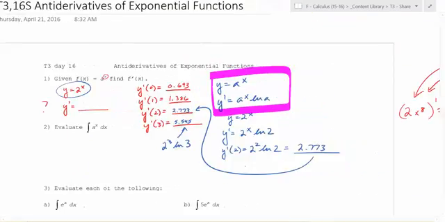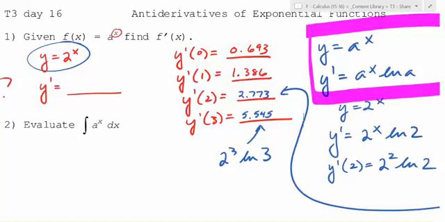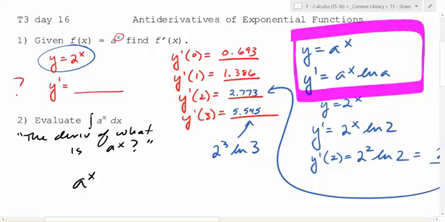Okay, so here's the next thing we have to figure out, which is not as hard as it looks. What is it asking you for here? Is it asking you for the derivative? No. What is it asking you for, Jen, on this one? The what, though? Evaluate A. What does this symbol mean? Derivative of what is a to the x? That's the question it's asking. And what do we know has to be in it? A to the x has to be in it.